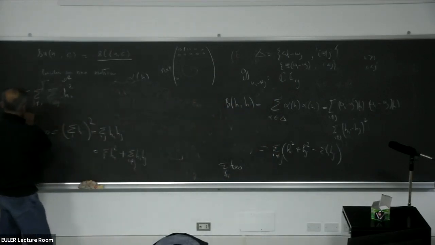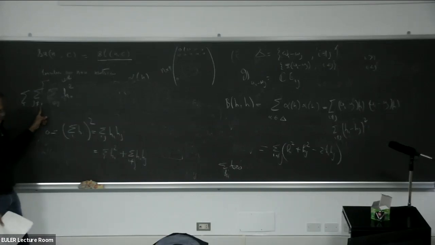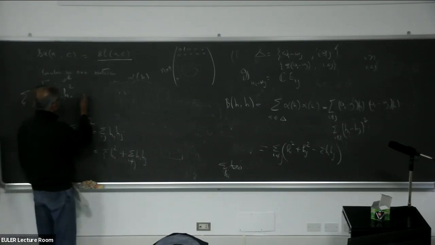Here there is no j dependence, so I can sum over j easily. But how many terms are there where j is not equal to i? That is exactly n minus 1. Say i is 1. Then the sum is over all j, but j not equal to 1, that means 2, 3, 4, up to n. So n minus 1. So this is nothing else but n minus 1 times the sum over hi squared.